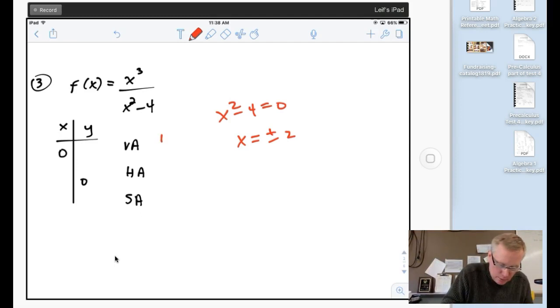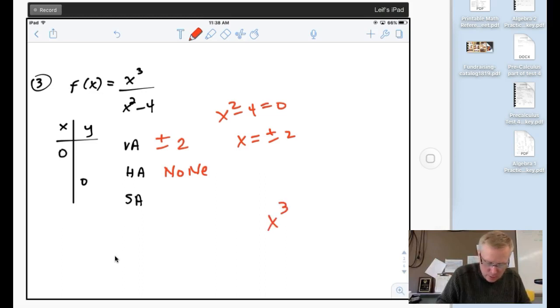So I got 2 of them, which is kind of interesting. Horizontal asymptote is when the numerator is bigger, there is none. Okay, and the slant asymptote is what I get when I divide.